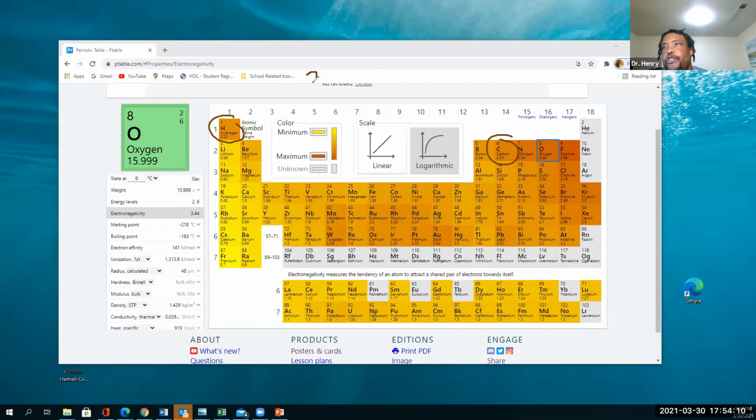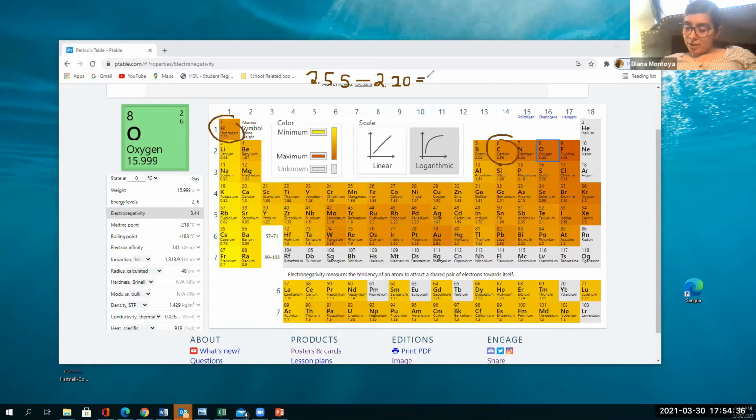So carbon has a 2.55. And so we're going to subtract hydrogen because it has a lower value. And we look at the difference. What is the difference? 2.55 minus 2.20? 0.35.